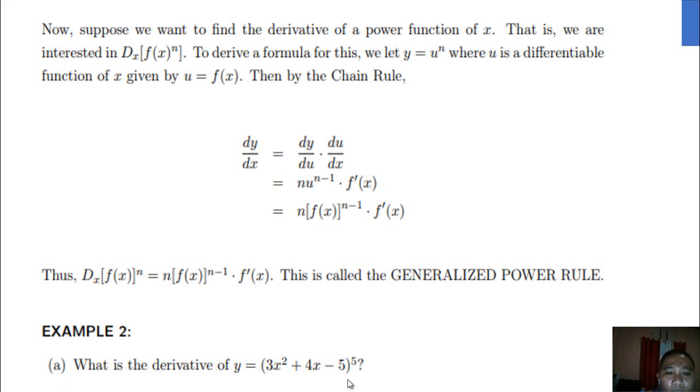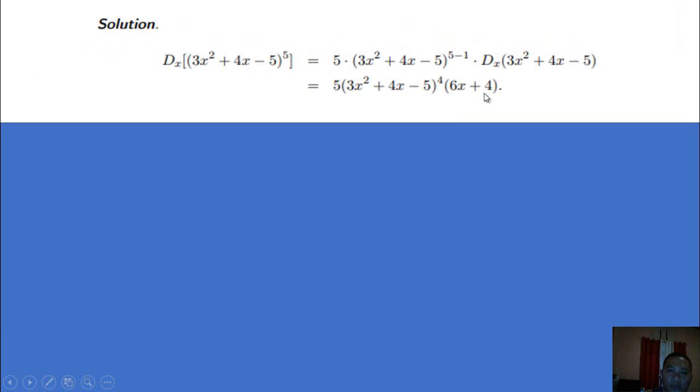Okay, so the answer for this is, ang mangyayari ay ito ay magiging 5, and then 3x squared plus 4x minus 5 raised to the power of 4, and then times 6x, kasi 6 na ito, 6x plus 4. Ayun na yung ating derivative.